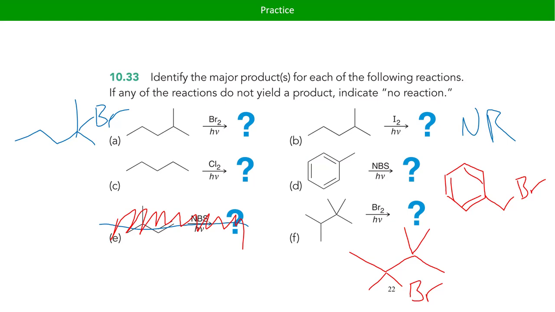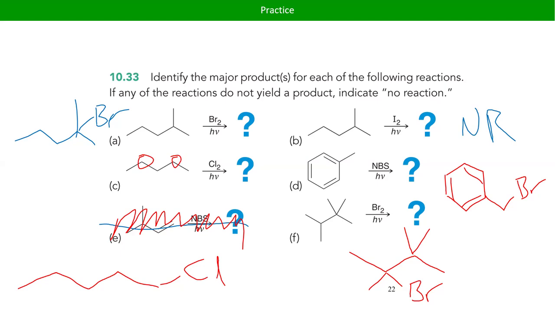And then the reason I left C is because C is going to have three different products and measurable amounts of all three of them. But which one's going to be the most? The chlorine on the primary. There's six. I probably wouldn't mark you down for that at this point, per se, putting it on the primary carbon. There's six hydrogens that give you that molecule, but there's also six secondary hydrogens as well, right? Two of which give you the same product.